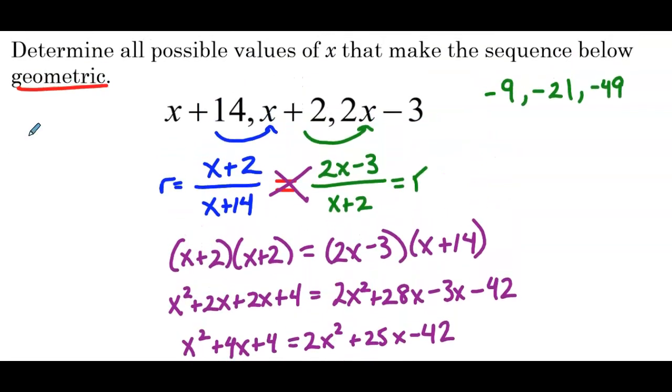And then the other sequence, x was 2. So that would be 16, 4, and 1. That one's a little bit more obvious. 16 times 1/4 is 4. 4 times 1/4 is 1. So those two values of x make this sequence geometric.